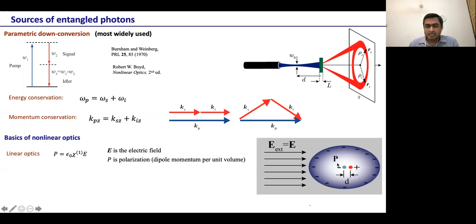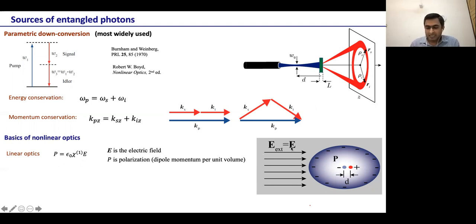If you put an atom in an electric field, the positively charged nucleus and the negatively charged electron cloud get separated from each other. That gives you the dipole moment. Dipole moment per unit volume is the polarization. So this polarization is proportional to the electric field.